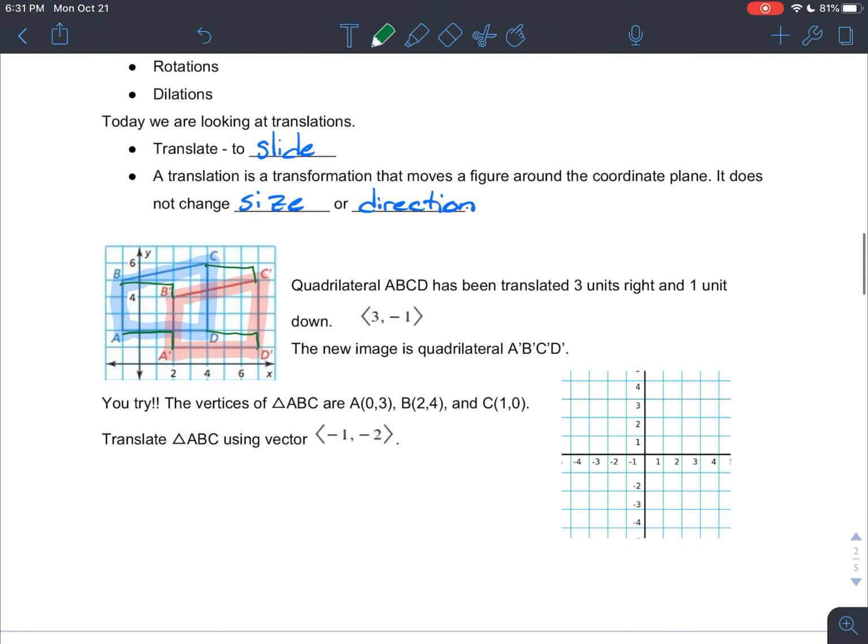So you guys do the Try It. The vertices of triangle ABC are A at 0, 3, B at 2, 4, and C at 1, 0. Translate triangle ABC using the vector -1, -2. All right, take, let's say 1.5 minutes.